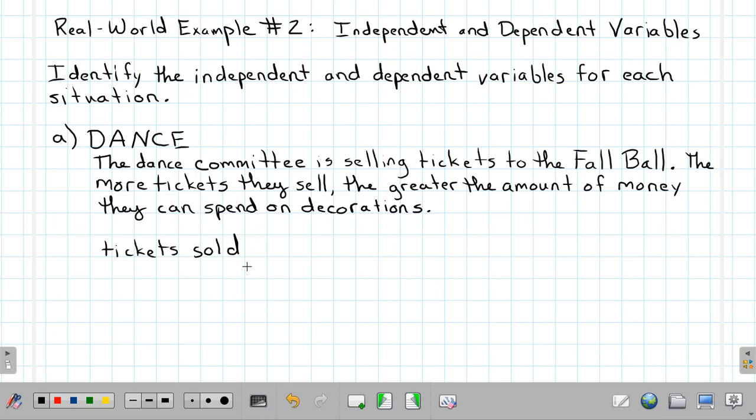They can sell a lot of tickets. They can sell few tickets. They can sell no tickets. They can sell out. They can sell all the tickets. So that is one of the variables. Well, what's the other variable? What's the other thing that can change here? How much money they can spend on decorations. So in this case, the other variable is the amount of money. So these are the variables.